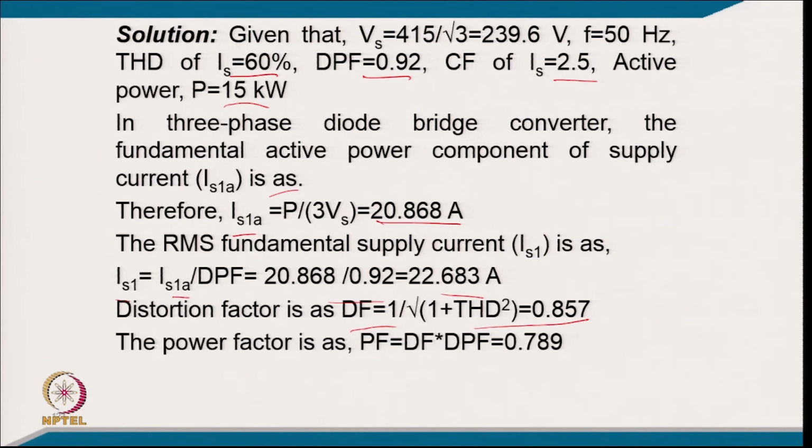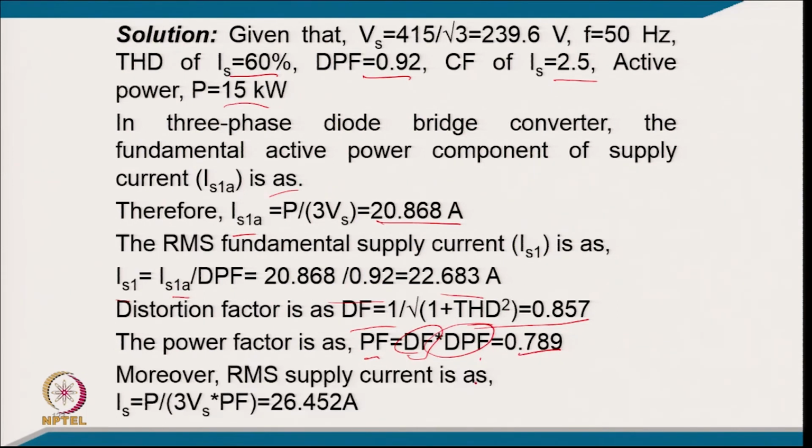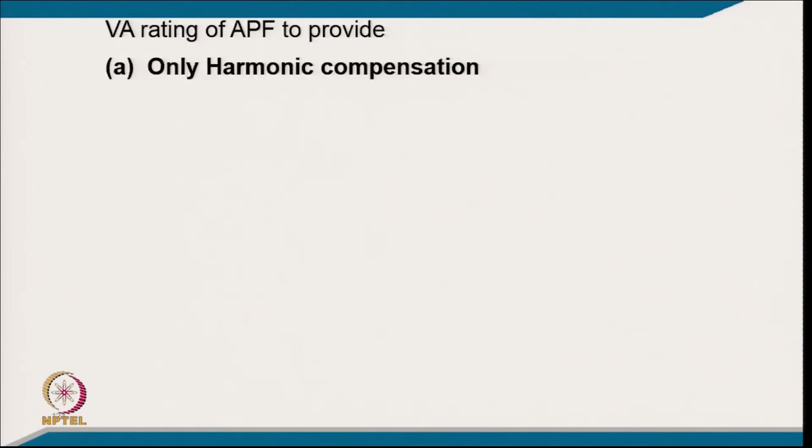and the distortion factor from THD we can calculate, it comes 0.857, and the power factor, which is defined in this power electronics application as distortion factor multiplied by displacement factor. So, we have both here and it comes 0.789, and moreover the RMS supply current IS is equal to P upon 3 Vs into PF, it comes 26.452 ampere.